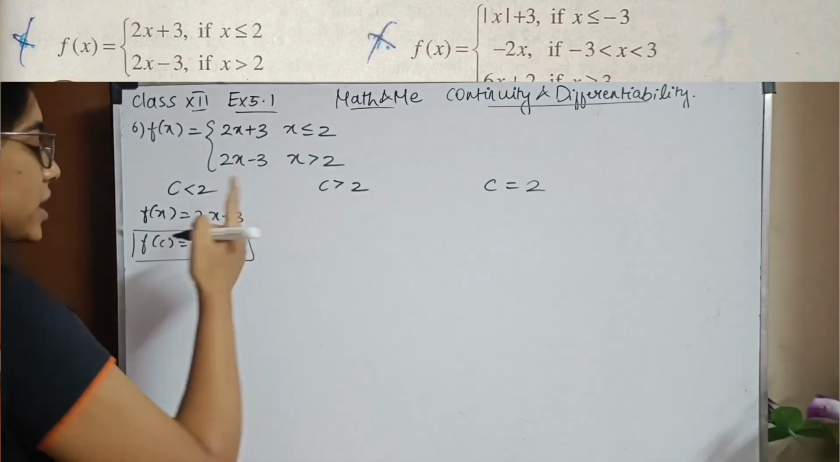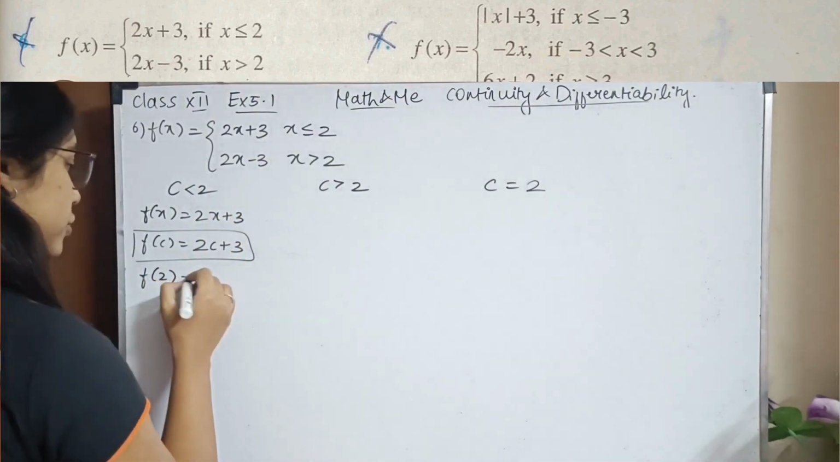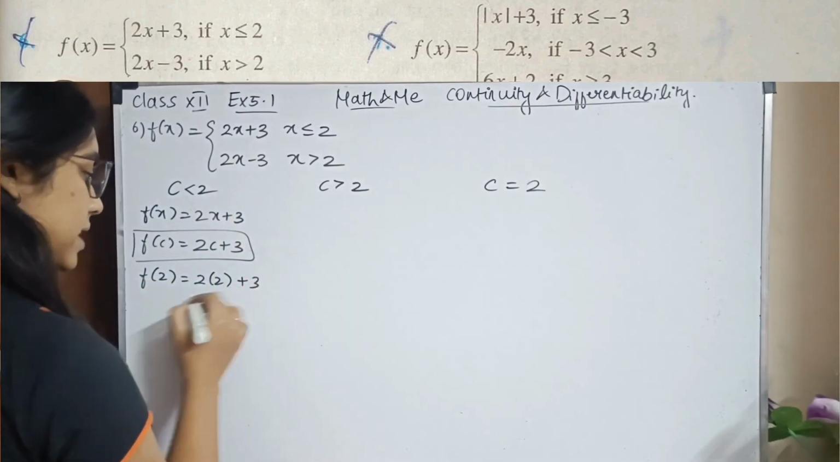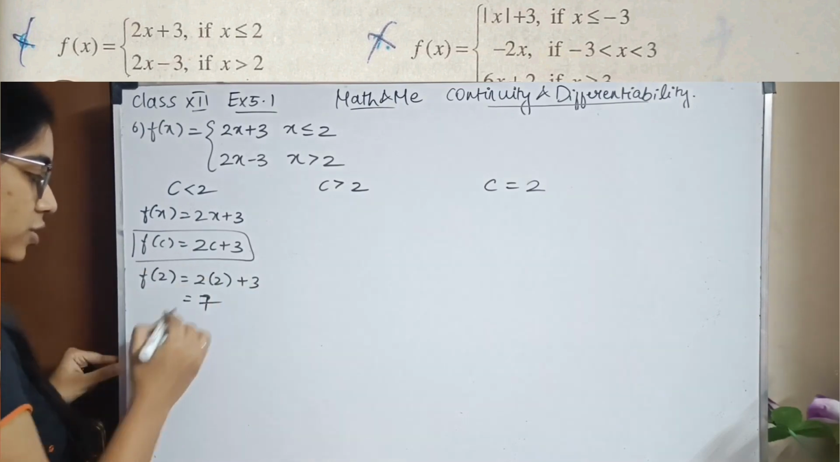Now, what happens if I substitute 2 for c? I'll have f of 2 to be 2 times 2 plus 3. 2 2s are 4, 4 plus 3 is 7. So this is my f of c.